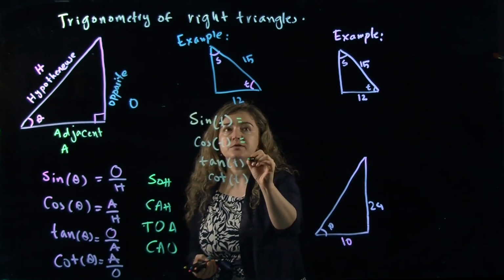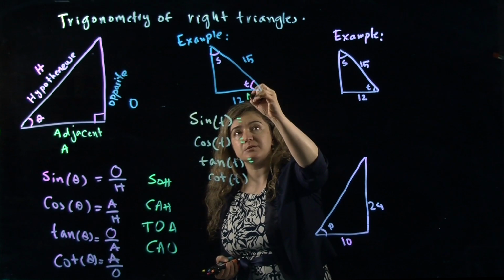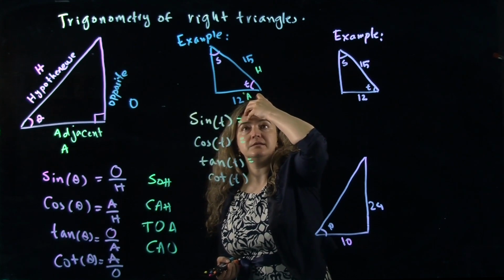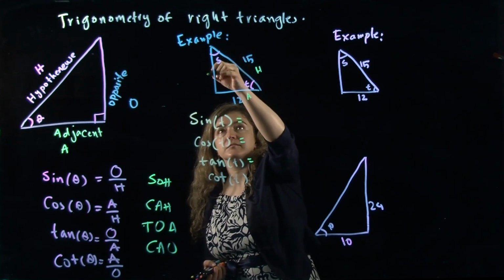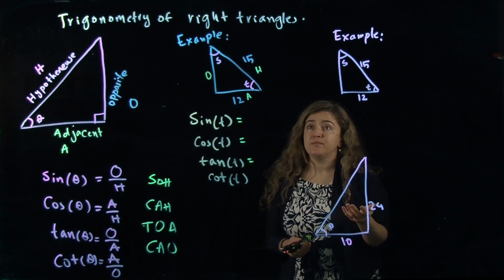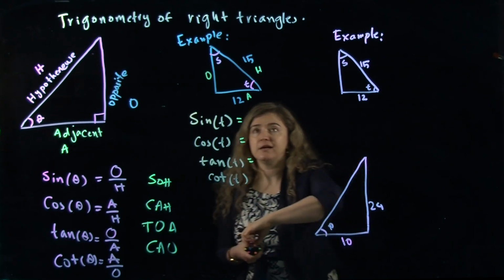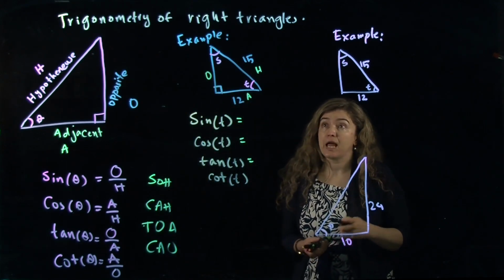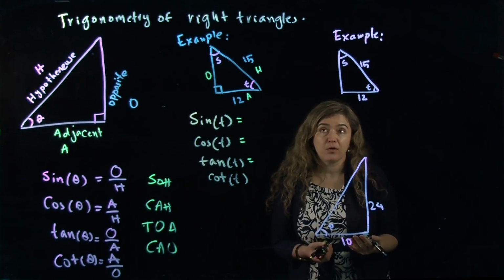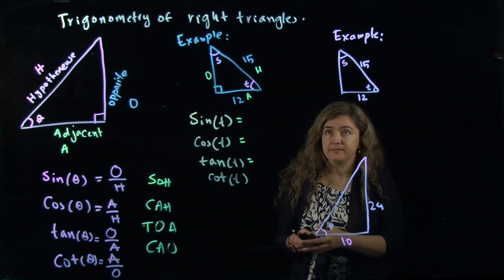Now, looking at the values, the side that is adjacent to t is this one. This one is the hypotenuse, and this one is the opposite. I do have 2 of the 3 sides, and the side that I don't know, I can use the Pythagorean theorem to solve for. So the first thing for this question is to use the Pythagorean theorem.